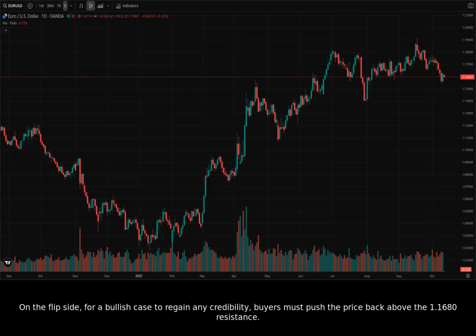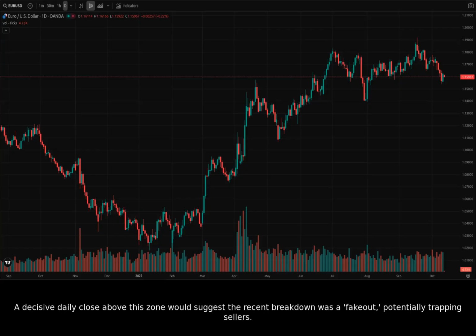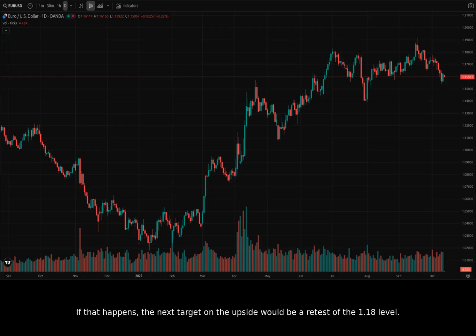On the flip side, for a bullish case to regain any credibility, buyers must push the price back above the 1.1680 resistance. A decisive daily close above this zone would suggest the recent breakdown was a fake-out, potentially trapping sellers. If that happens, the next target on the upside would be a retest of the 1.18 level.